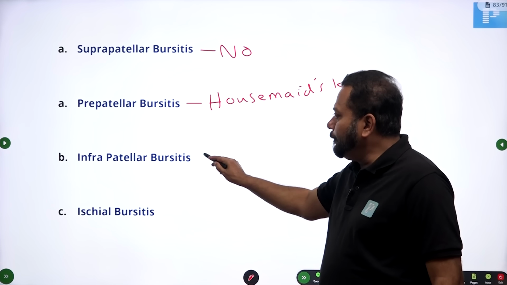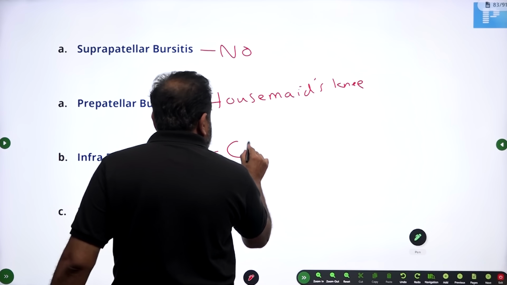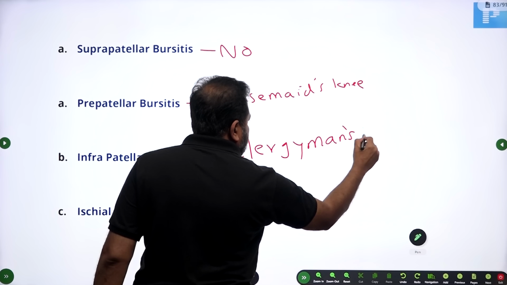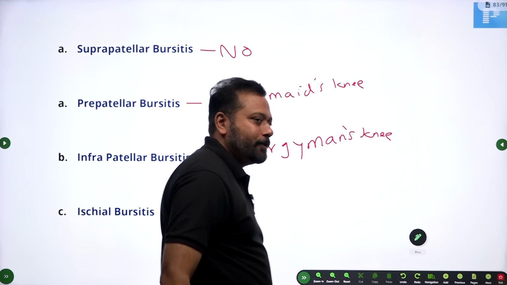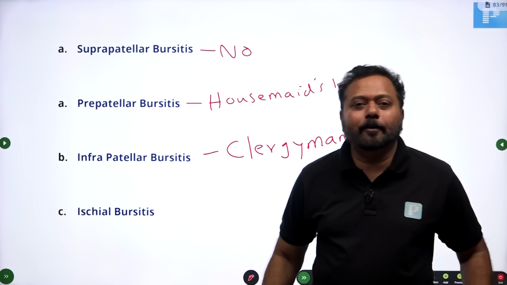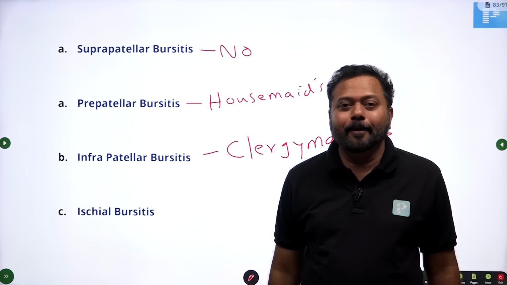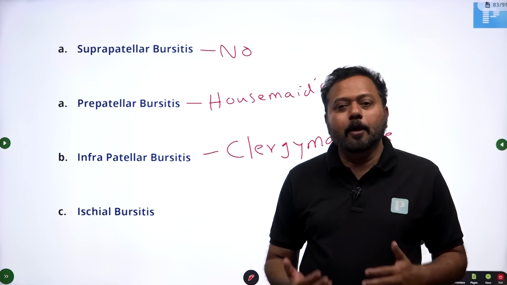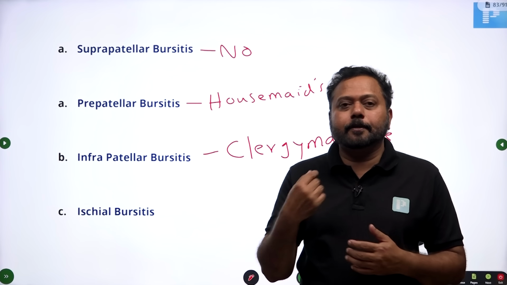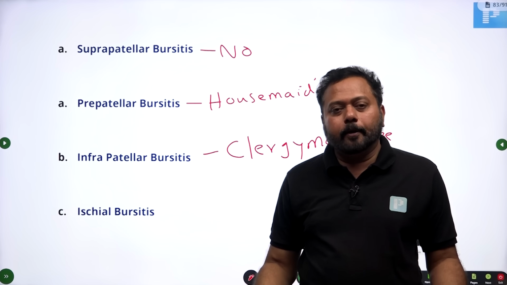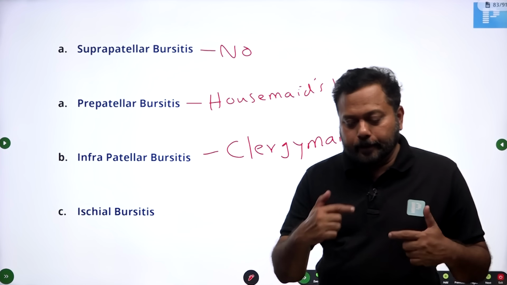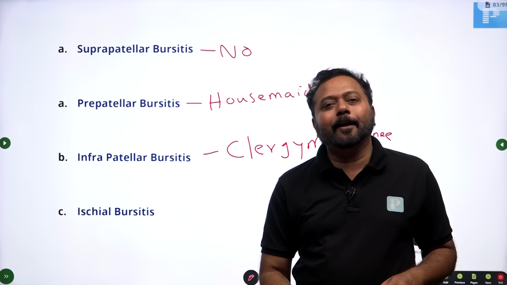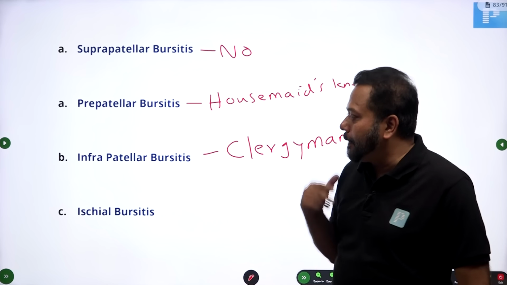They are asking repeatedly: infrapatellar bursitis is called clergyman's knee. Everyone knows who a clergyman is. A clergyman is a church father, a pastor. They used to kneel down with the knee flexed at 90 degrees. You know, when they pray to Jesus, how they are kneeling down there at 90-degree flexion. Which area is in constant friction with the ground? The infrapatellar area. So infrapatellar bursitis is called clergyman's knee.